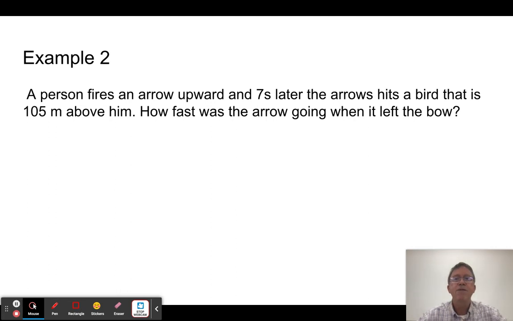Okay, so a person fires an arrow upwards and 7 seconds later, it hits a bird. Sorry if that's a violent example. That's 105 meters above him. How fast was the arrow going when it left the bow? Okay, well, let's just make a sketch of it. Maybe then it'll all start to make sense.